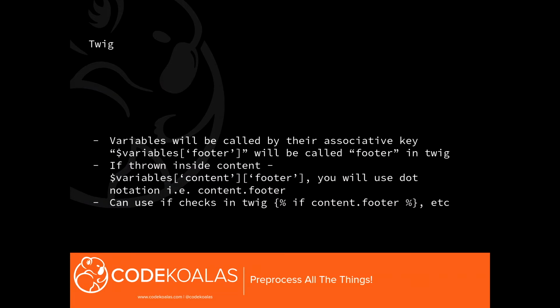So like I said earlier, variables will be called by their associative key. So variables footer will be called footer in Twig. If you throw it inside content, it would just use dot notation like I said earlier, so content dot footer. And you can use if checks in Twig, just very simple. If content dot footer has content is available, display this. That's pretty much as much logic as you want to do. You can get a little more complex, but without doing loops and stuff, you should just keep that into the theme file.